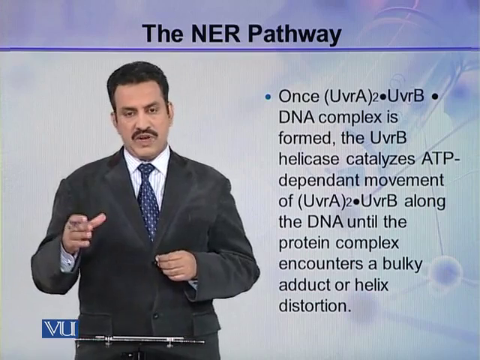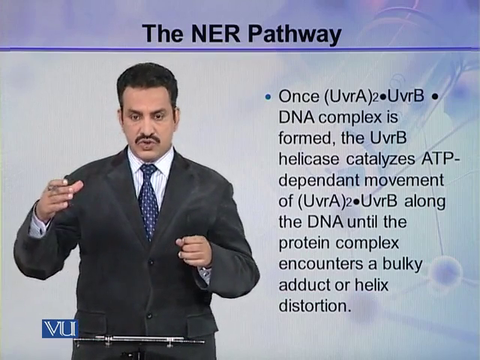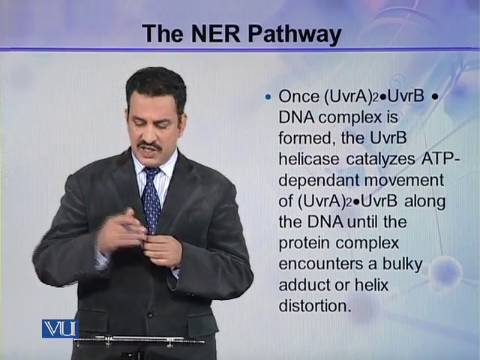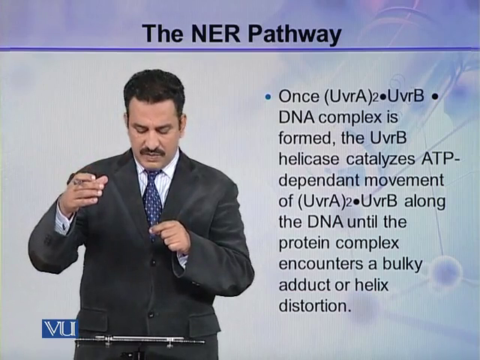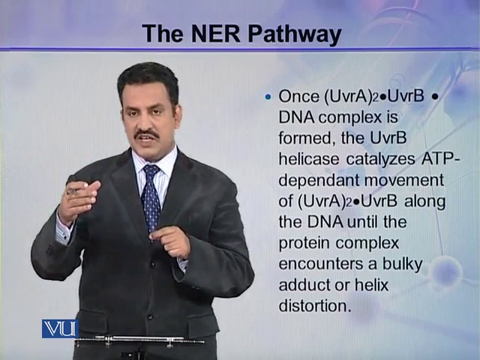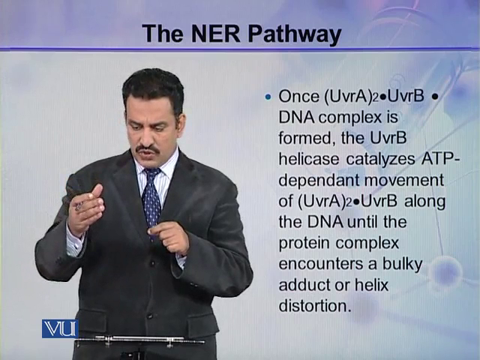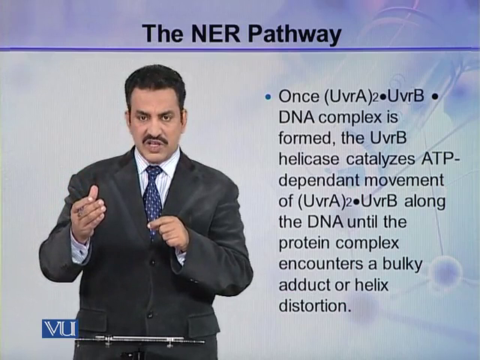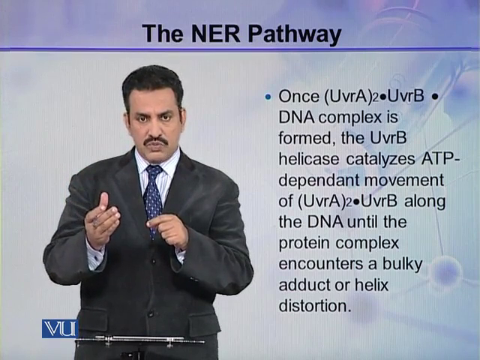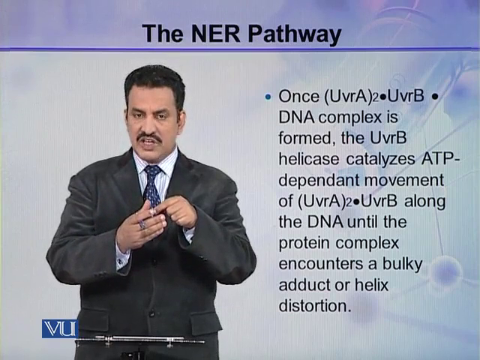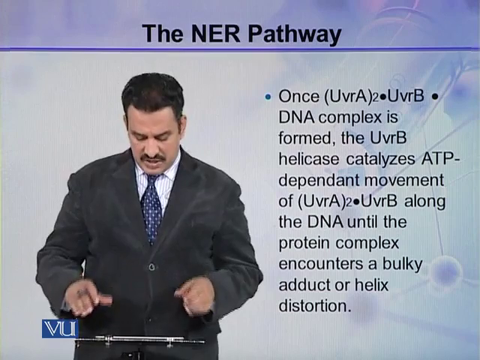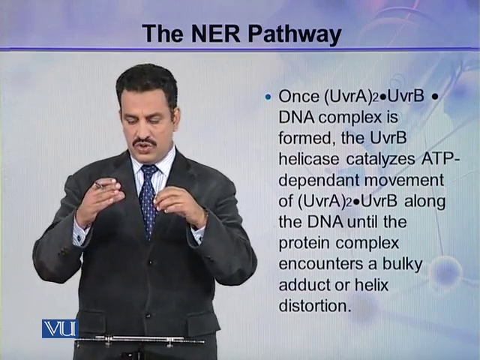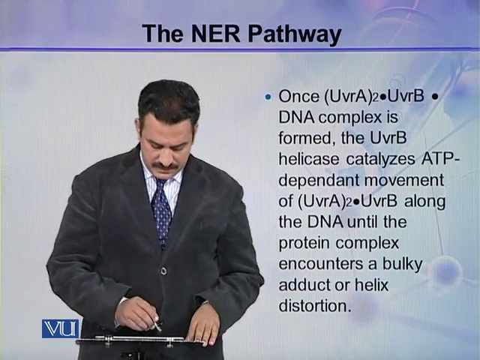So when this UVRA2 UVRB complex binds to DNA, it binds slightly away from the damaged site. After binding, the UVRB helicase catalyzes the movement of this complex. So it starts moving along the DNA strand, and it keeps on moving until it reaches the damaged site, either a bulky adduct or in the form of a helix distortion. So it reaches the site.